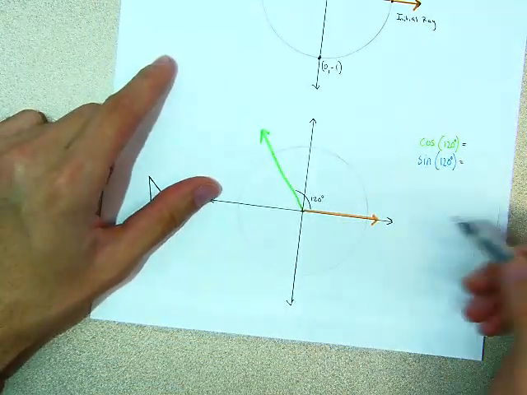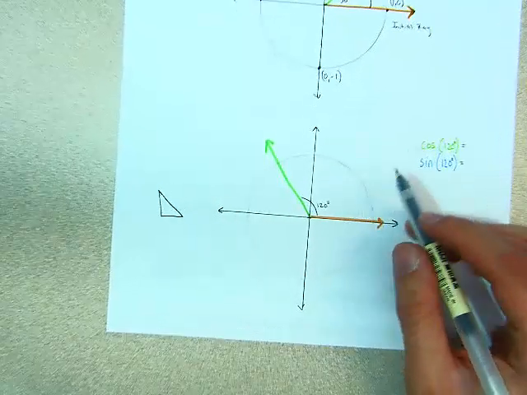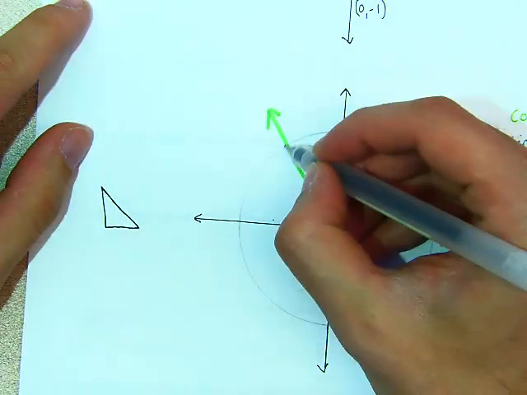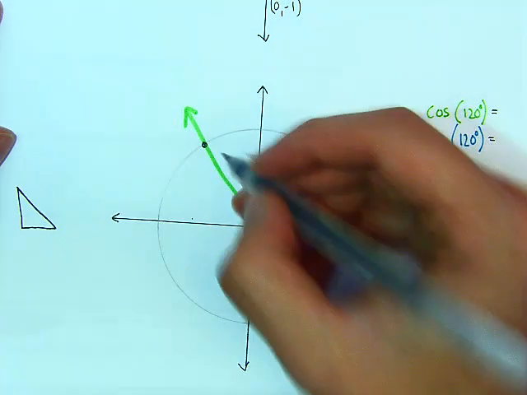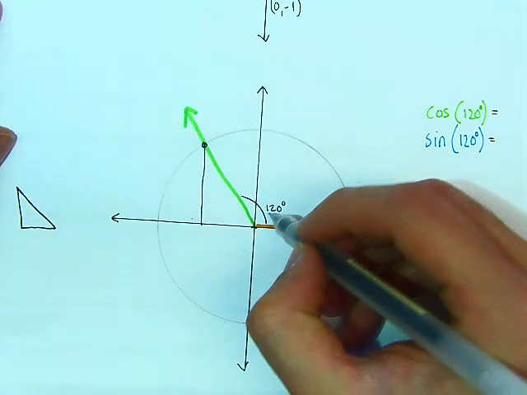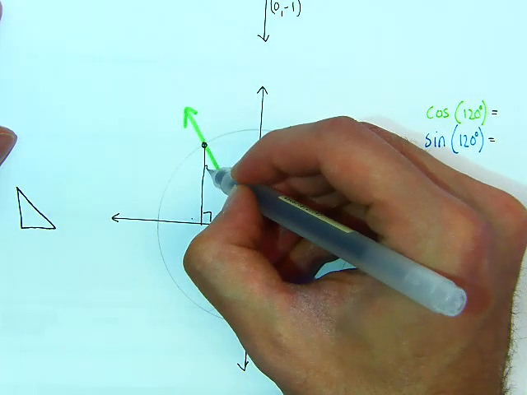How do we do this problem? If it's 120, we just put this point over here, and then we drop down the perpendicular line. If this is 120, this has to be 60 degrees. This is 90, this is 30.